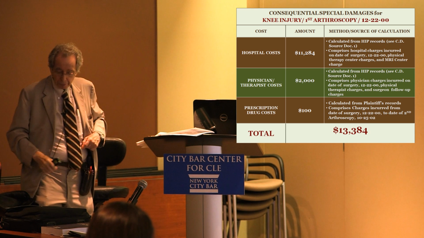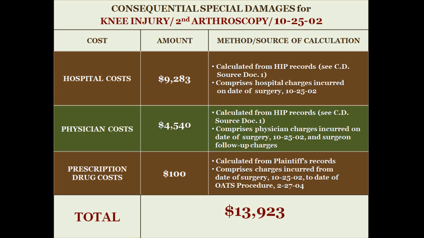All right, let's go to the next prep slide. The first arthroscopy, as you probably can tell because we're going to a second one, didn't help much. His knee still caused a lot of pain and caused him to lose time from work. So he went for a second operation, an arthroscopy, and this is the data for the second operation.